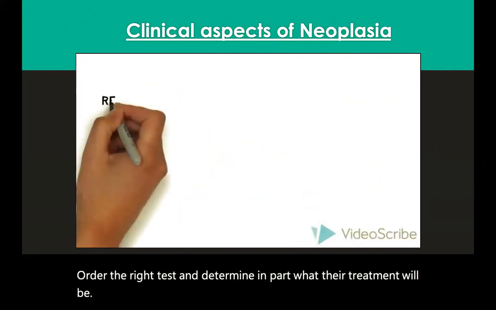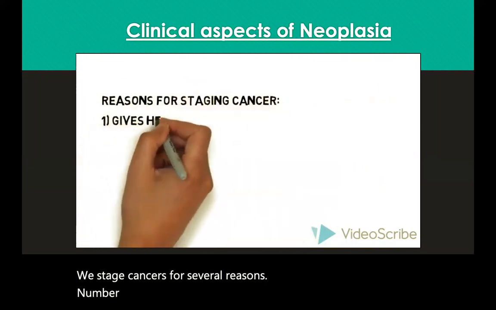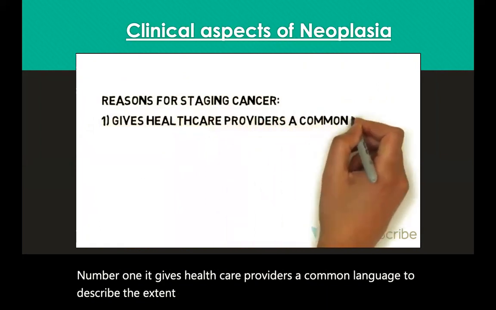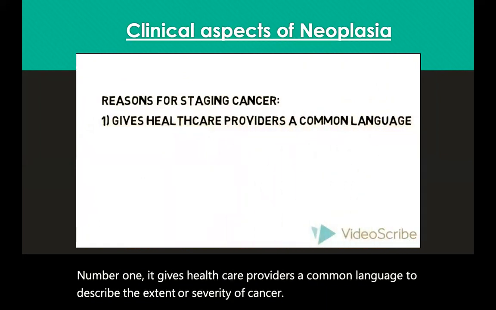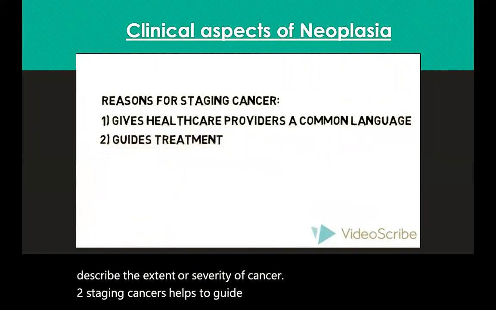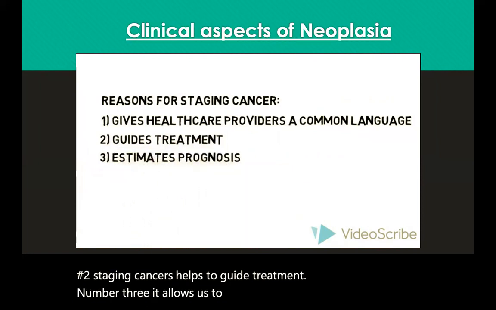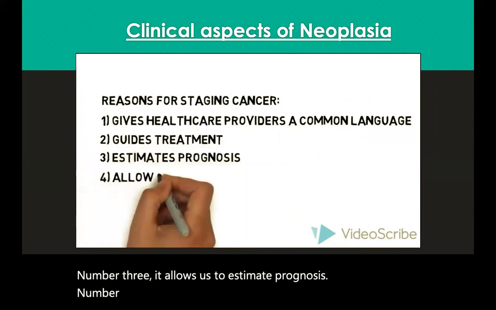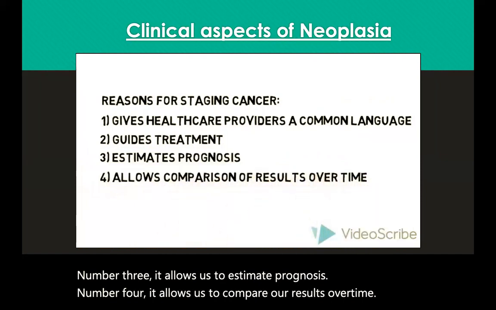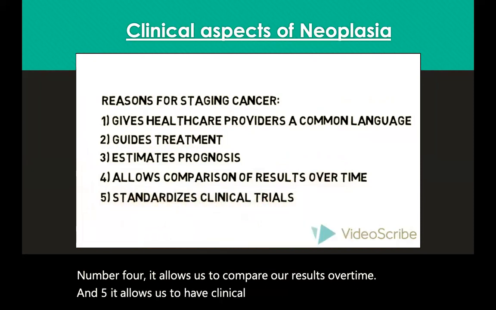We stage cancers for several reasons. Number one, it gives healthcare providers a common language to describe the extent or severity of cancer. Number two, staging cancers helps to guide treatment. Number three, it allows us to estimate prognosis. Number four, it allows us to compare our results over time. And number five, it allows us to have clinical trial standardization.